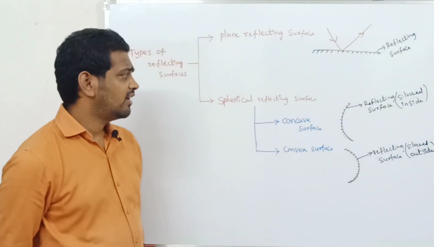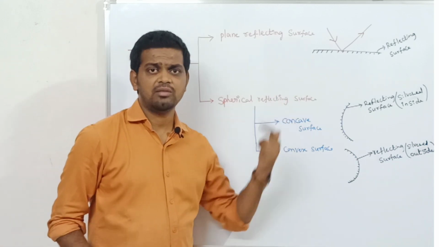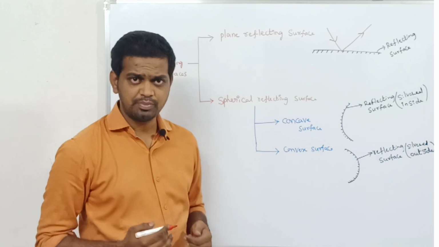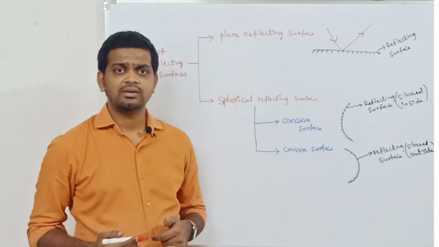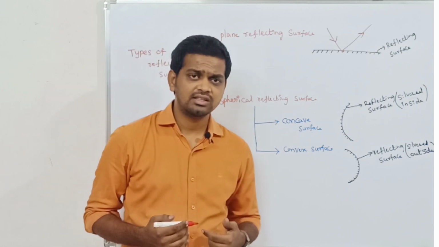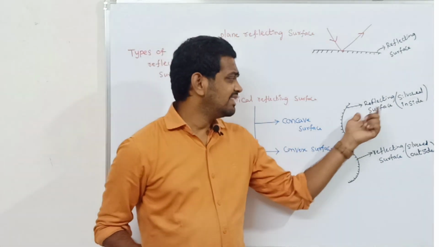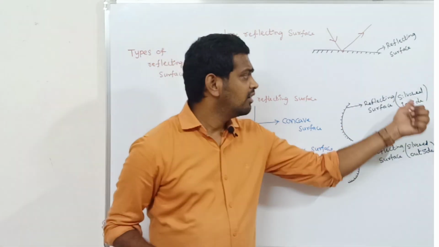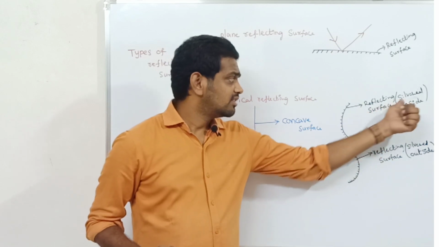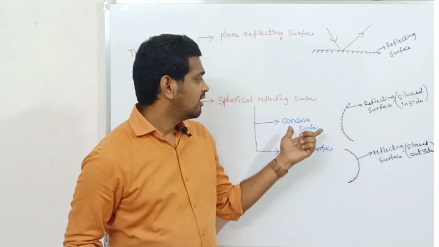Coming to spherical reflecting surfaces, these spherical reflecting surfaces or spherical mirrors are a part of a sphere. Again we have classified them into two types. One is the concave mirror and the second one is the convex mirror. Coming to the concave mirror, if the reflecting surface is inward, or the silvered part is inside, such a mirror we consider a concave mirror.